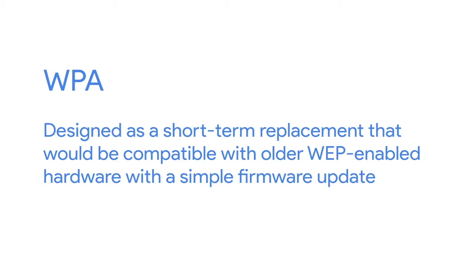The replacement for WEP from the Wi-Fi Alliance was WPA, or Wi-Fi Protected Access. It was introduced in 2003 as a temporary measure while the Alliance finalized their specification for what would become WPA2, introduced in 2004. WPA was designed as a short-term replacement that would be compatible with older WEP-enabled hardware with a simple firmware update. This helped with user adoption because it didn't require the purchase of new Wi-Fi hardware.